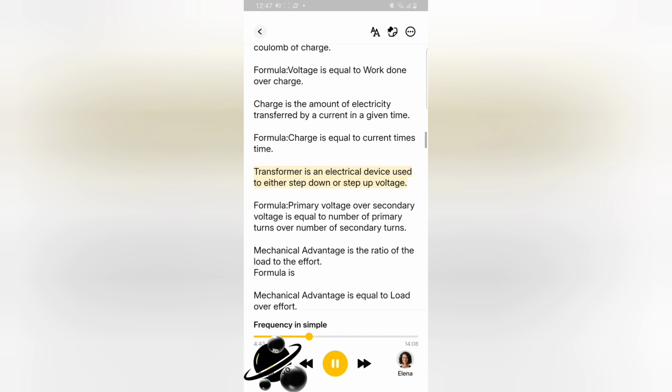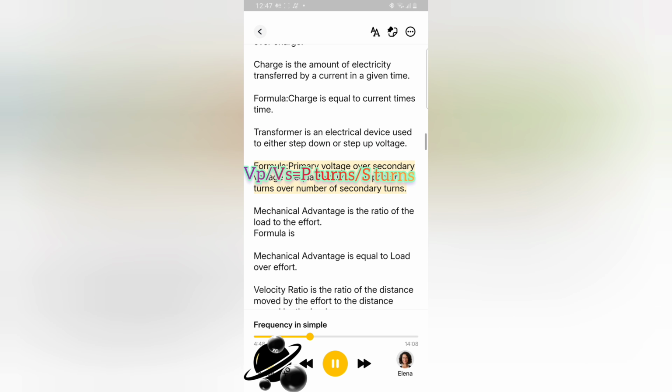Transformer is an electrical device used to either step down or step up voltage. Formula: primary voltage over secondary voltage is equal to number of primary turns over number of secondary turns.